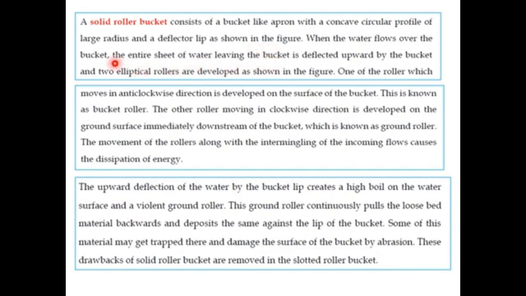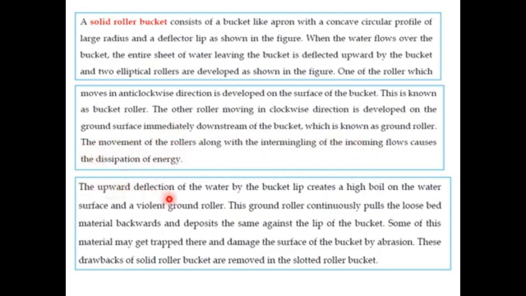So when water flows over the bucket, the entire sheet of the leaving flow is deflected upwards and two elliptical rollers are formed, which I discussed. One of the rollers is moving in the anti-clockwise direction and is developed on the surface of the bucket, and therefore it is known as a bucket roller. The other roller is moving in the clockwise direction and is developed slightly downstream of the bucket, which is known as a ground roller. So this movement of the rollers, as I told you, along with intermingling of the incoming flows, causes the dissipation of the energy.